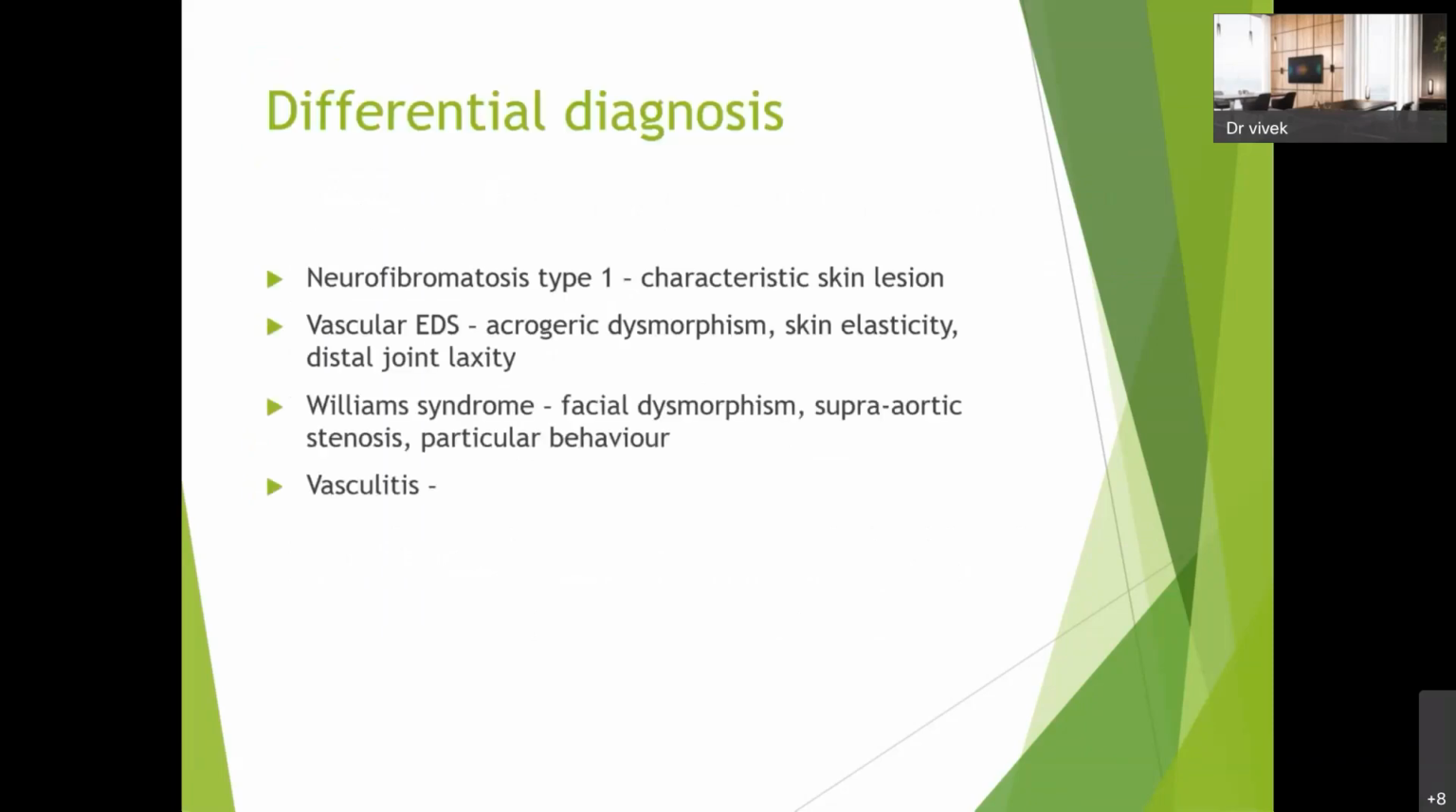Now, getting to the differential diagnosis of fibromuscular dysplasia. Basically, diagnosis depends on the associated phenotypic traits. Neurofibromatosis type 1 shows characteristic skin lesions. Vascular EDS shows characteristic acrogeric dysmorphism, skin elasticity, and distal joint laxity. Another is Williams syndrome, which shows facial dysmorphism, supravalvular aortic stenosis, and particular behaviors. Differentiation between vasculitis and FMD is difficult, and it needs tissue samples and laboratory markers confirming inflammation to suggest vasculitis.